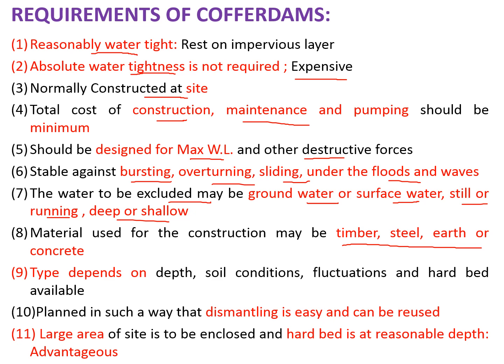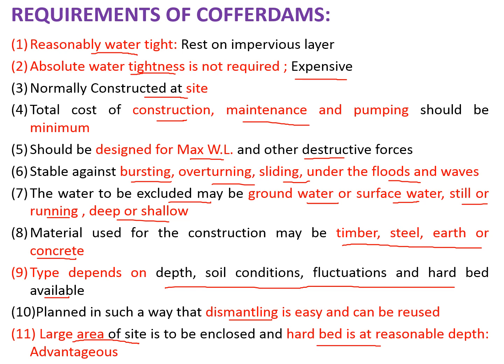Then the material used for the construction may be different materials: timber, steel, earth, or concrete. And its type depends on the depth, soil conditions, fluctuations, and hardware available. So depending upon that, you can choose a particular type. It should be planned in such a way that the dismantling is easy, because as it is a temporary structure, it is to be reused somewhere. So dismantling should be easy.